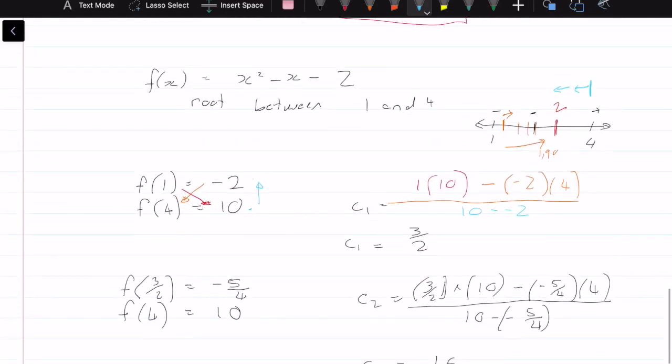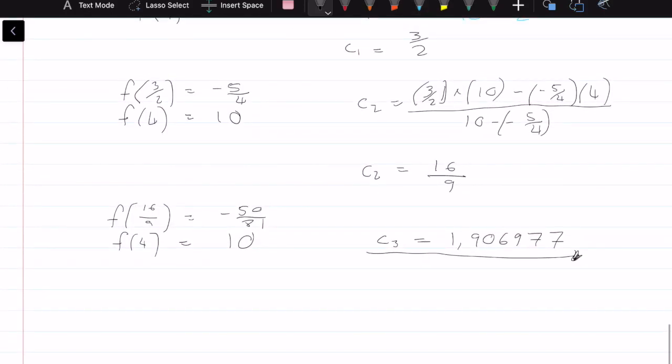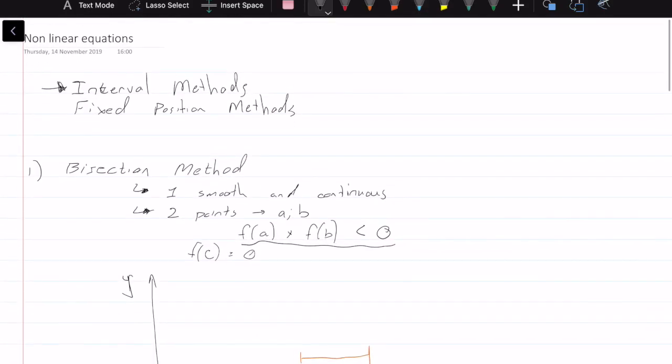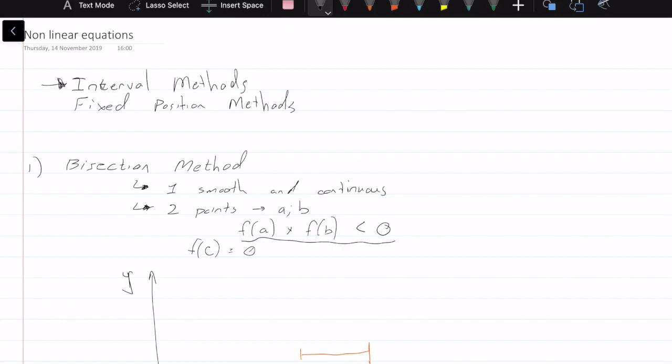Okay, that's about it for this video. In the next video, we will get into fixed point methods, and the one that we will focus on will be Newton's method. Thanks for watching, guys.